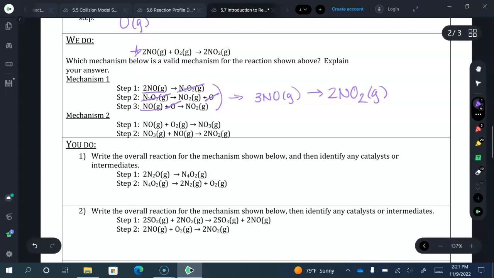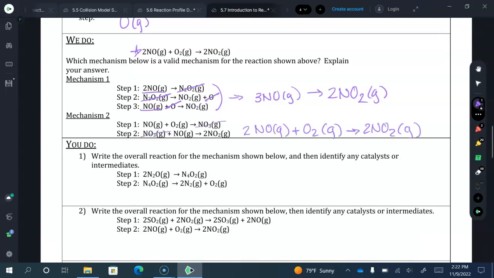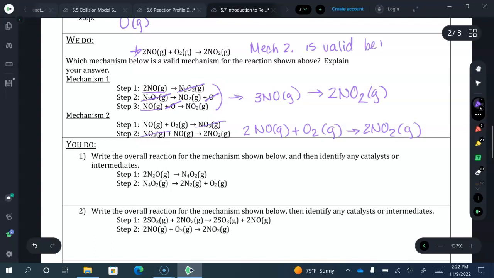So we're going to check mechanism 2. Please pause the video and on your own, check mechanism 2. Okay, so checking your work, you should see this equation when you cancel the things out that are on the same on both sides of the equation. And so we see that it does indeed match the overall equation. And so we would say that mechanism 2 is valid because it sums to the overall reaction.